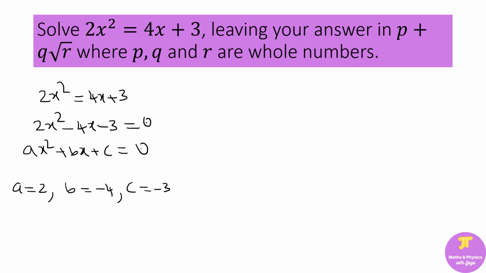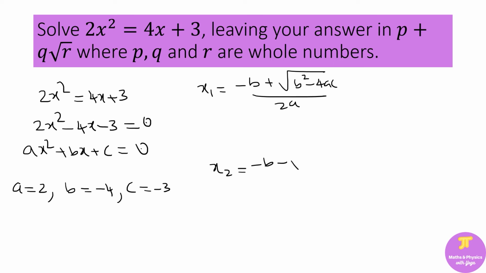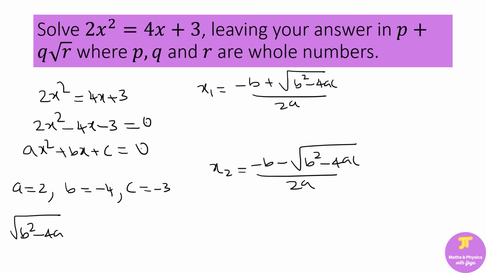What is our formula? The first one is x1 equals minus b plus square root of b squared minus 4ac, divided by 2a. The second one, x2, is minus b minus square root of b squared minus 4ac, divided by 2a. So this is the quadratic formula. What we need to do first is calculate this square root part. So let me do that calculation. What is the square root of b squared minus 4ac?